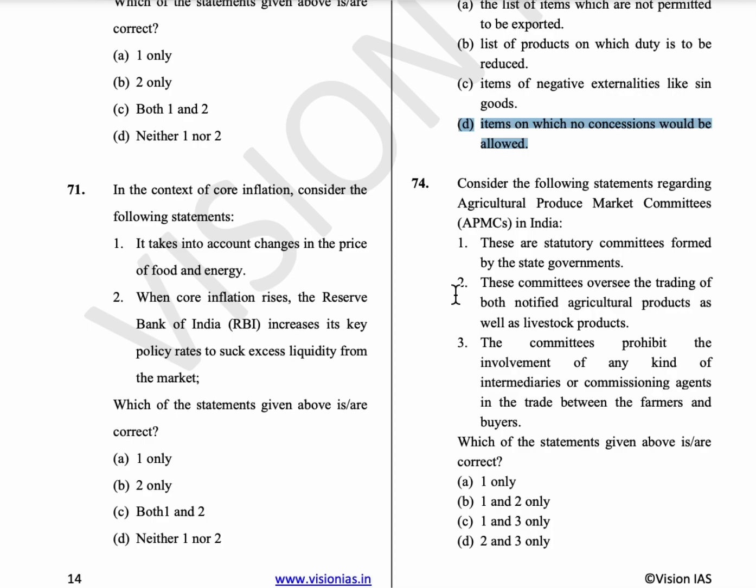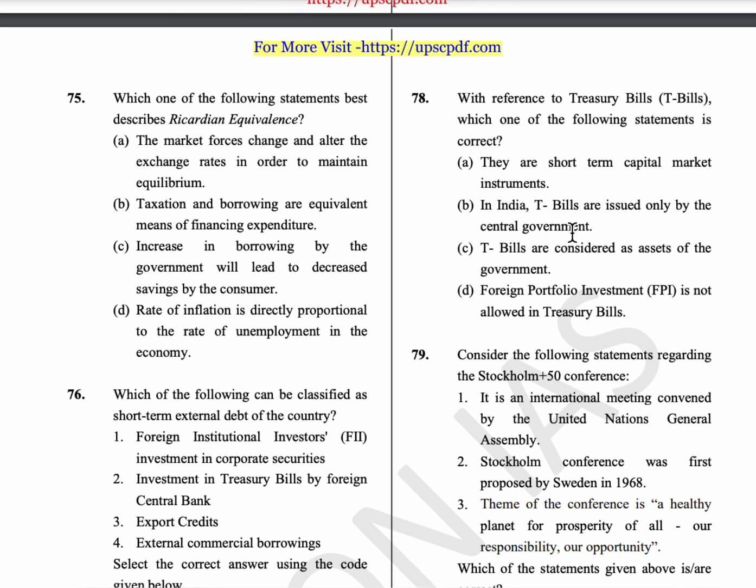Third statement is the committees prohibit the involvement of any kind of intermediaries and commissioning agents in the trade between farmers and buyers. So third statement is wrong because the committees involve some kinds of intermediaries and the commissioning agents in the trade between the farmers and buyers. In fact, they'll also collect the fees from the commission agents. Okay, so only 1 and 2 statements are correct because the commission agents are included in the APMCs. So option B is the right one.